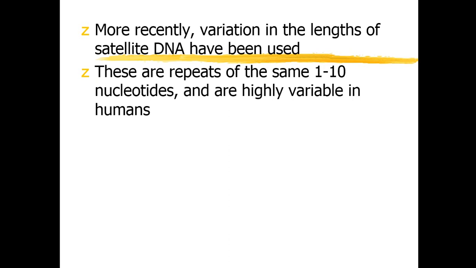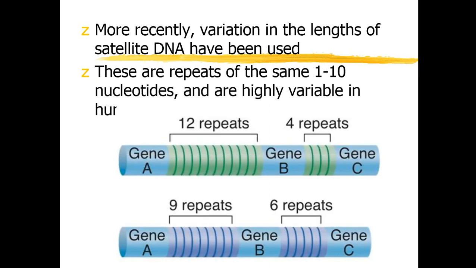Recently, variation in lengths of satellite DNA has been used. These are repeats of the same 1 to 10 nucleotides, highly variable in humans. So these are from two different individuals. The repeat number in one individual is 12, in another is 9. In another individual it is 4 between gene B and C. In another individual between gene B and C, 6 repeats are present.